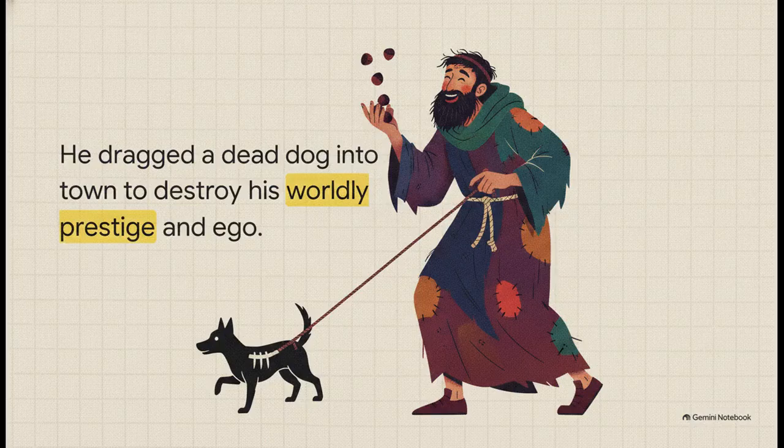Let's look at the 6th century for a second. There was this monk, Simeon of Emesa, who intentionally provoked massive public outrage by dragging a dead dog into the city, literally tied to his belt. I mean, can you imagine? But why did he do it? He used extreme shock to completely short-circuit the religious elite's rigid rules. He threw nuts at the congregation, ate meat on fast days, and totally destroyed his own worldly prestige just to free himself from the illusion of worldly passions.